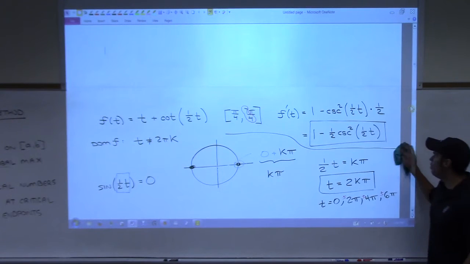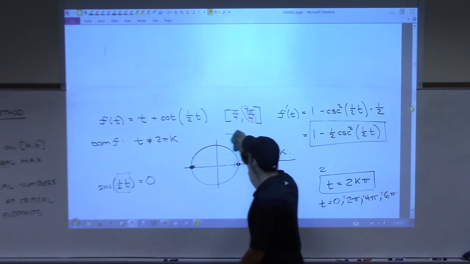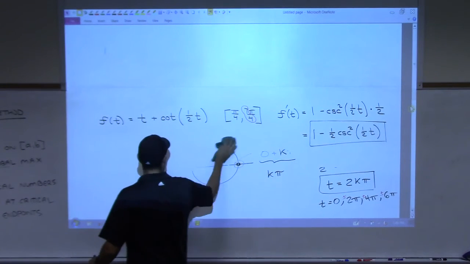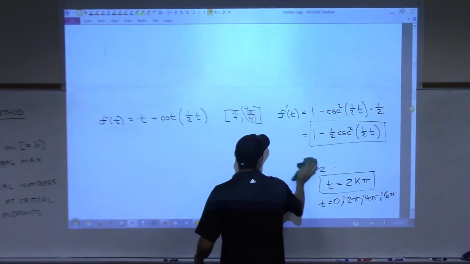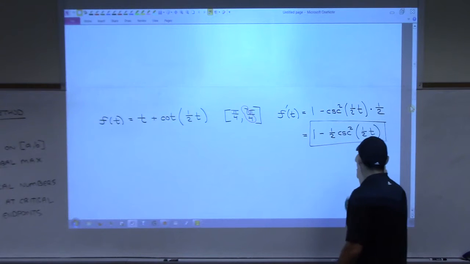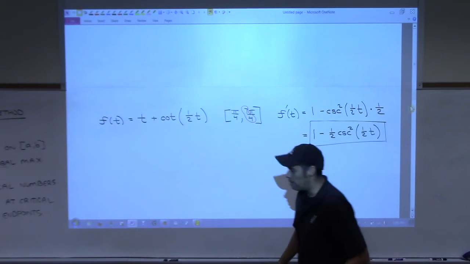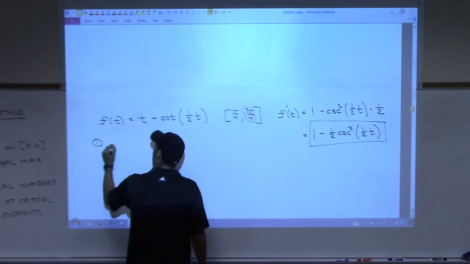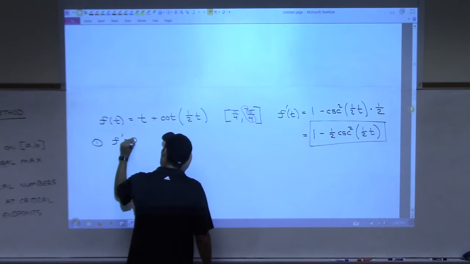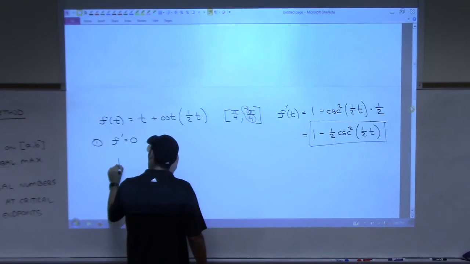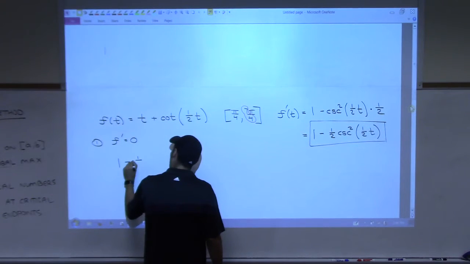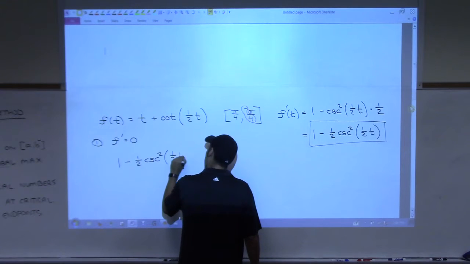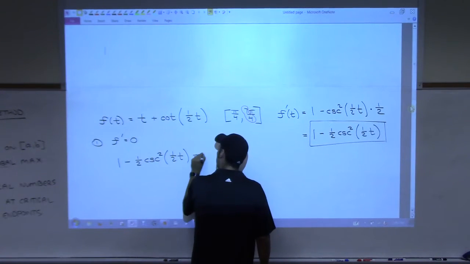All right, so now that we know we can use the method, let's go ahead and take the derivative, which we did, and then I'm going to do my critical numbers. So first step, set the derivative equal to 0. So 1 minus 1/2 cosecant squared of 1/2 t equals 0.